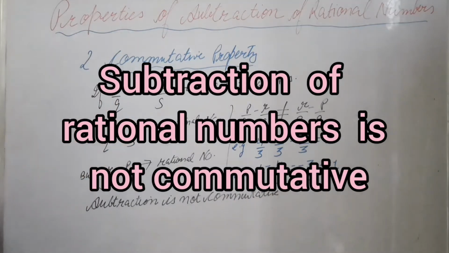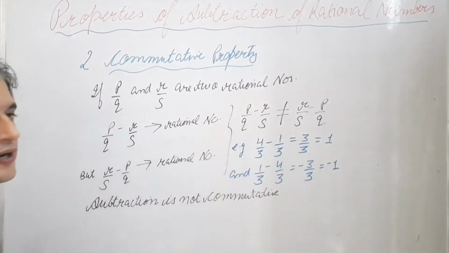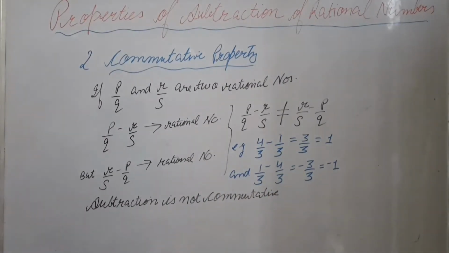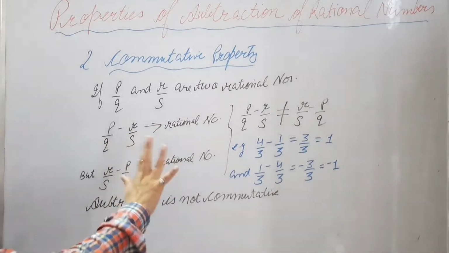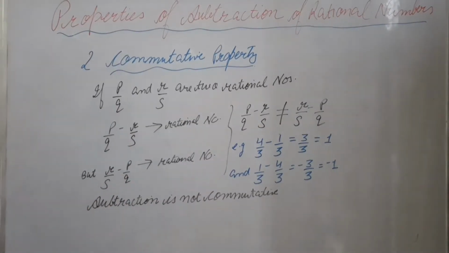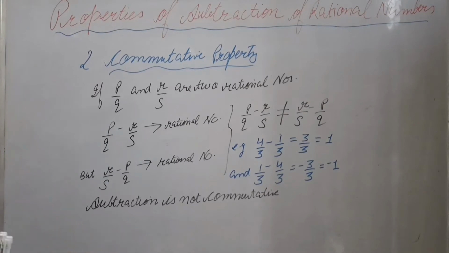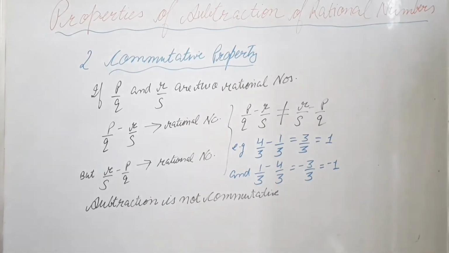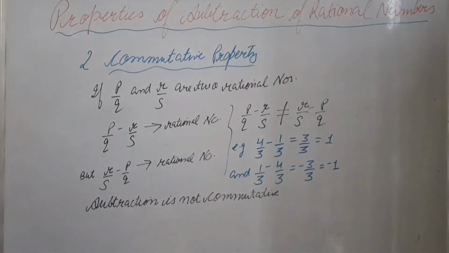right? But in both the cases you will definitely obtain a rational number. That is our first property. That property is known as the closure property, right? But the order of numbers cannot be changed in subtraction. In addition, it is possible. Yes, you can add two rational numbers in any order, but in the case of subtraction, in both the orders, the results you will obtain are different.